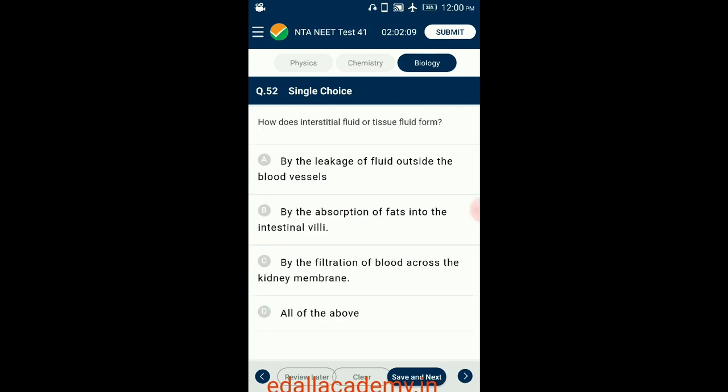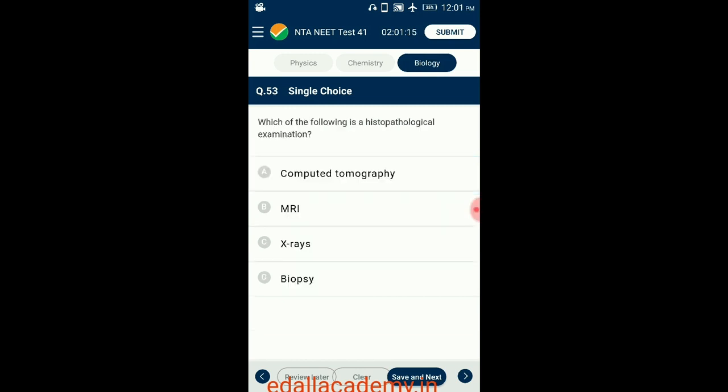Question number 52. How does interstitial fluid or tissue fluid form? As the blood passes through the capillaries in tissues, some water along with many small water-soluble substances move out into the spaces between cells of tissues, leaving the larger proteins and most of the formed elements in the blood vessels. This fluid released out is called the interstitial fluid or tissue fluid. So the answer for this question is option A, by the leakage of fluid out.